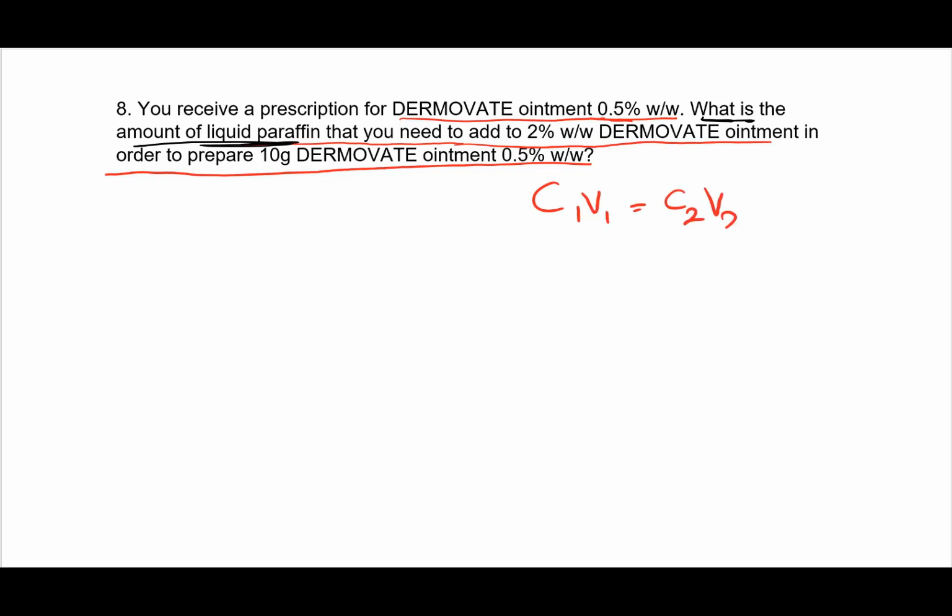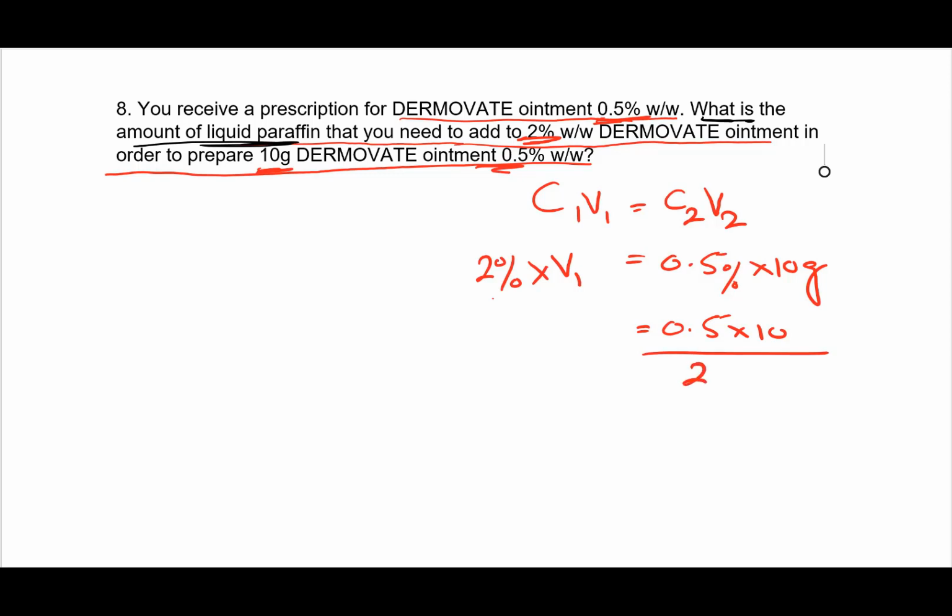C1V1 C2V2. So I have to make 0.5% of the cream, and I have to make 10 grams of it. 10 grams of this 0.5% I have to make. And the starting cream which I will dilute to make it will be 2%. So that's given here. Let's calculate what would be the amount of this starting or initial cream I would take to make this preparation. So let's just simply solve this equation first. 2.5 grams. So that means I need to take 2.5 grams of this 2% cream, and I will dilute it.